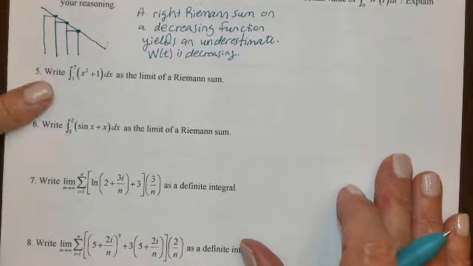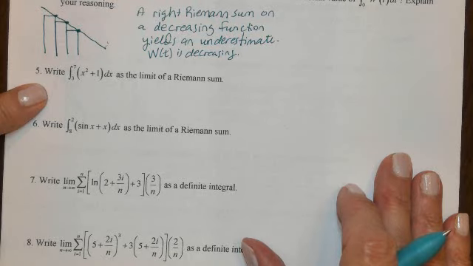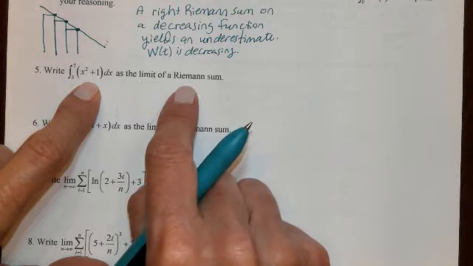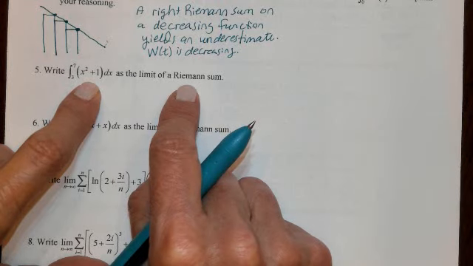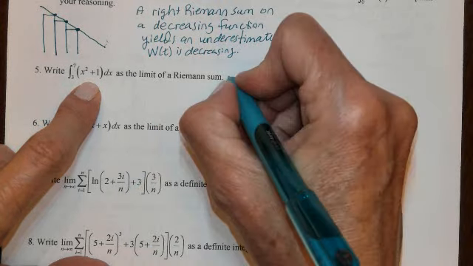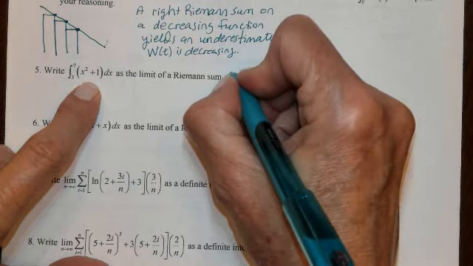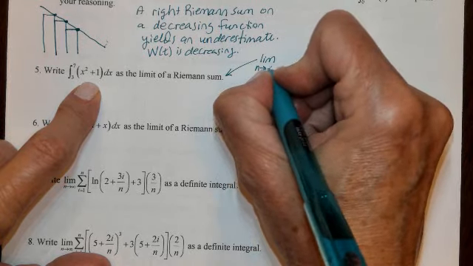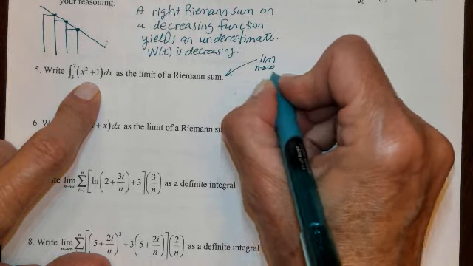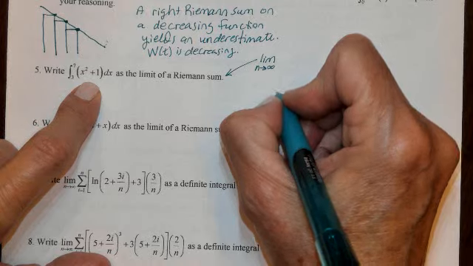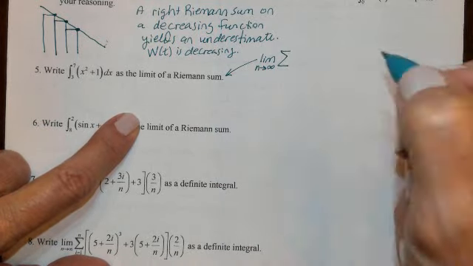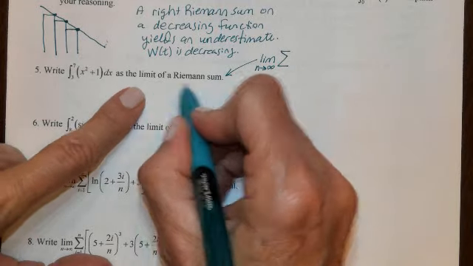Okay, next up, let's take a look at number 5. Write this definite integral as the limit of a Riemann sum. Okay, so I've let a few minutes go by. Let's remind ourselves about that limit. Remember, it is a limit as n, the number of rectangles, goes to infinity. And then we have this Riemann sum, so it's a sum, so put sigma. It's the limit of a sum.